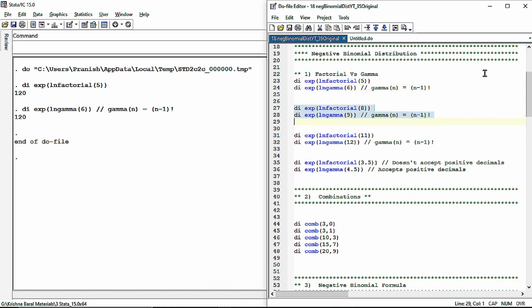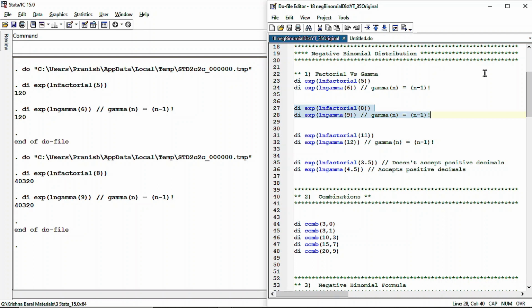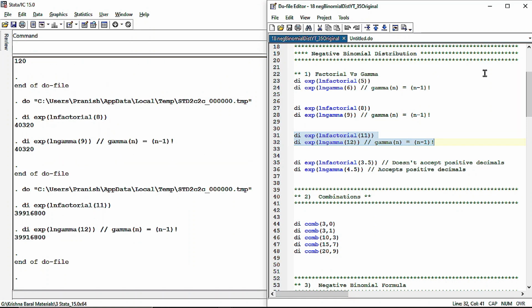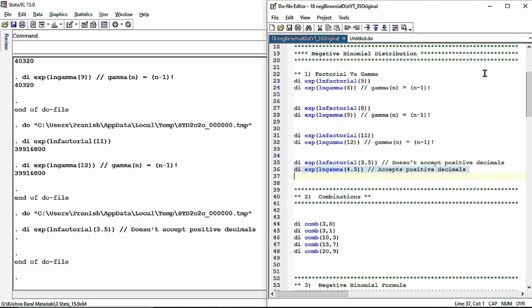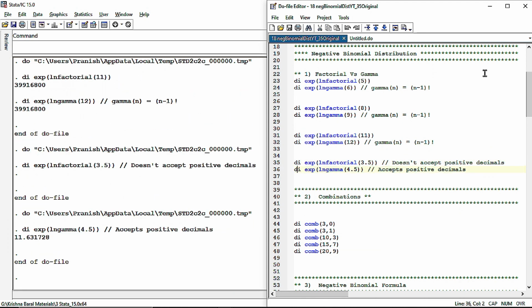That is why gamma 9 is equal to 8 factorial, gamma 8 should be equal to 7 factorial, gamma 12 should be equal to 11 factorial, and we cannot calculate the factorial of any decimal values while we can calculate the gamma of any decimal values.